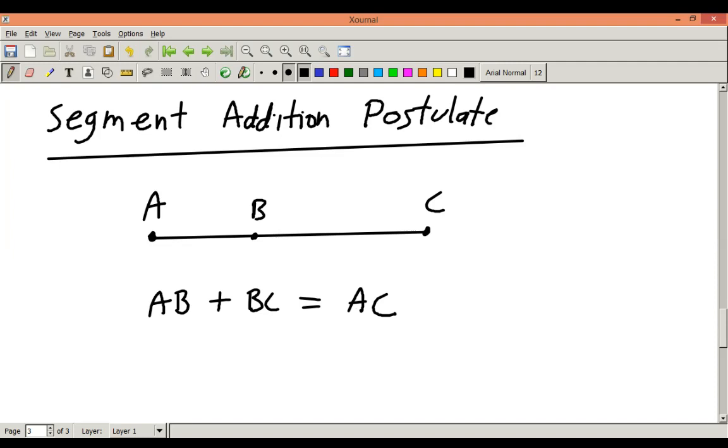Might be one of those things that are obvious, but it's a postulate. You don't prove it. And so there it is. The two smaller segments add up to a larger one. And we do that with angles also later on. Okay, so we're going to use the segment addition postulate to solve some problems today. And I'll give you my next example.